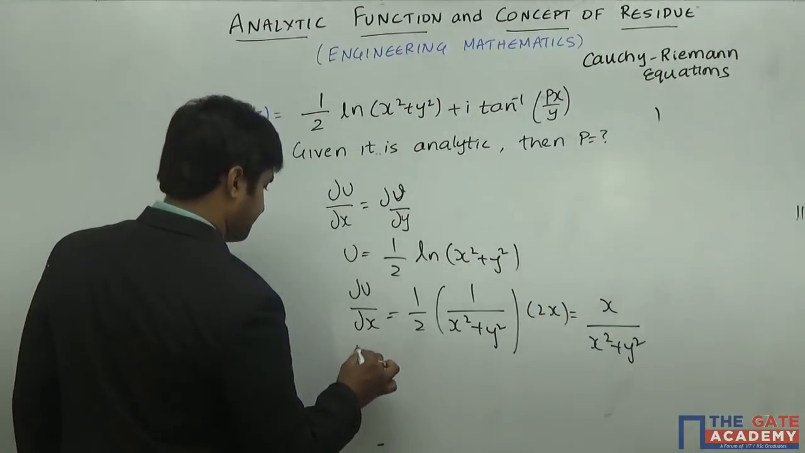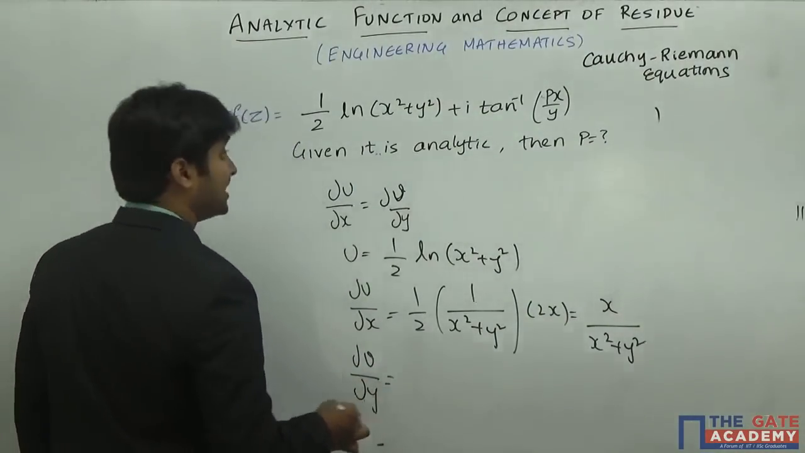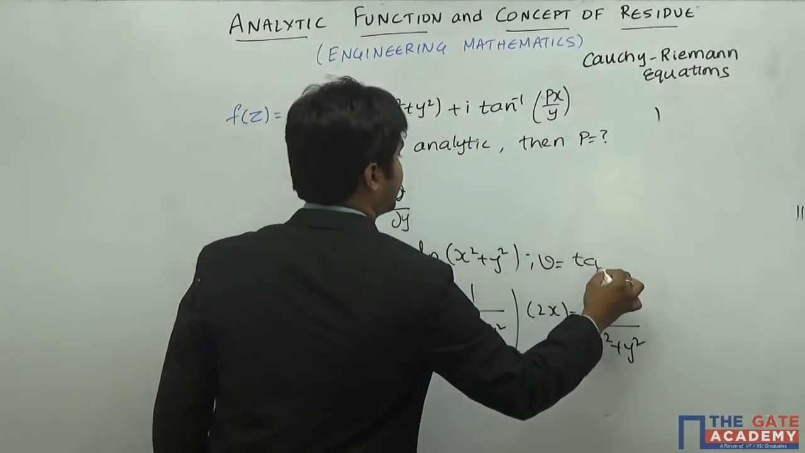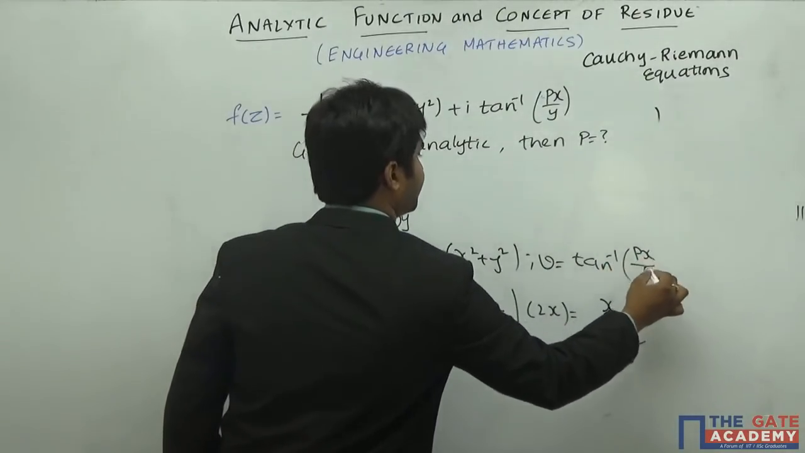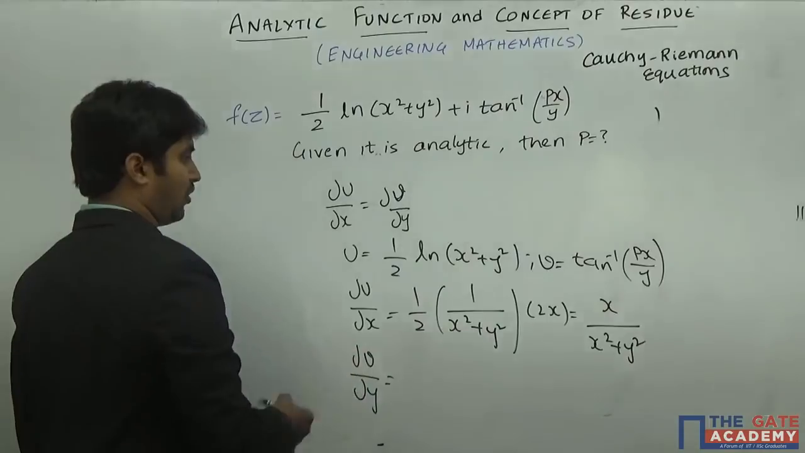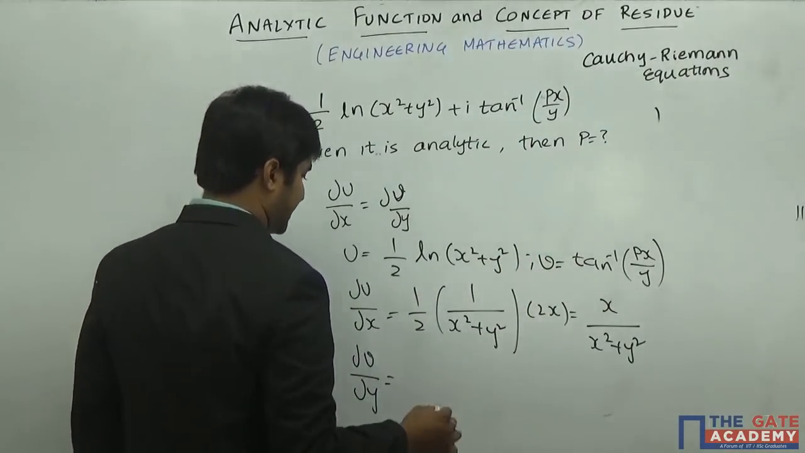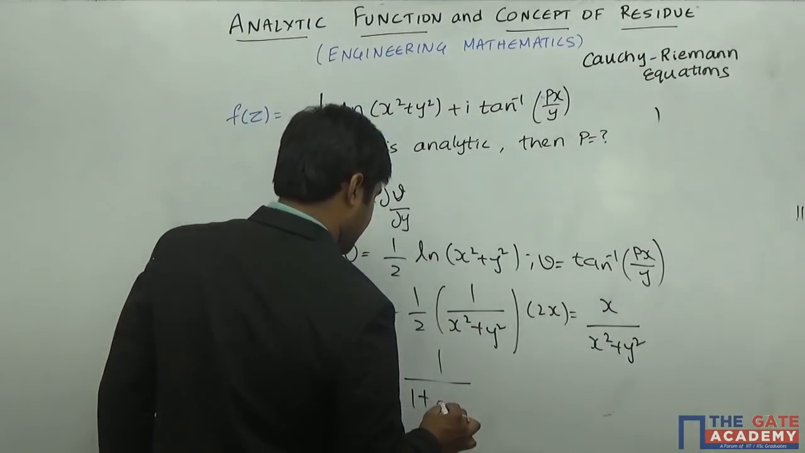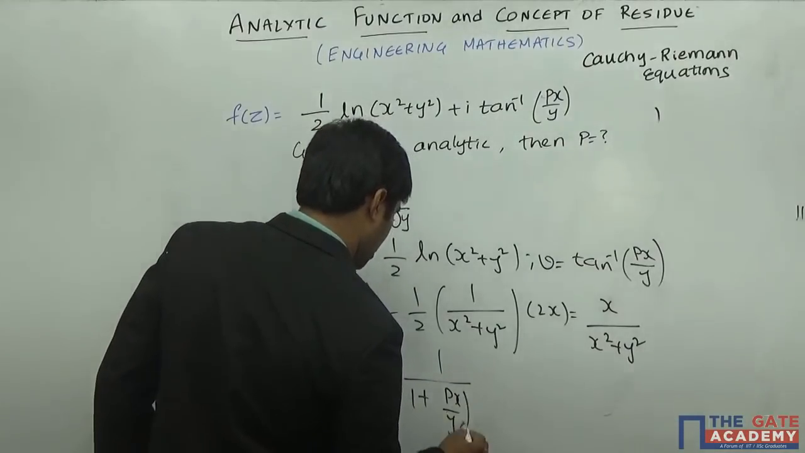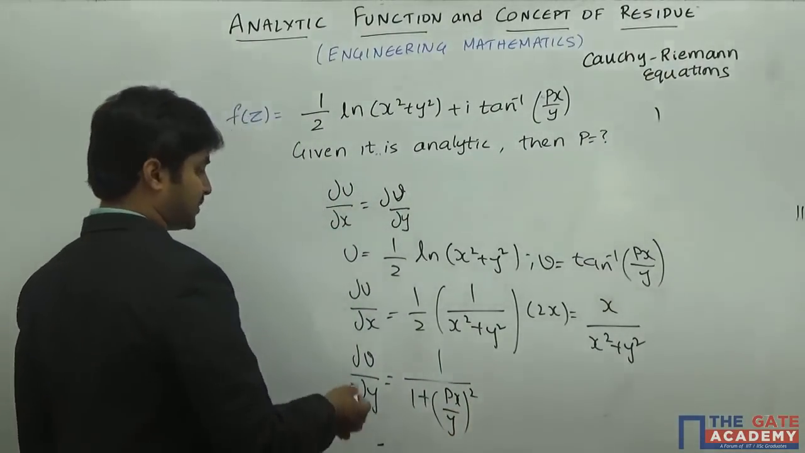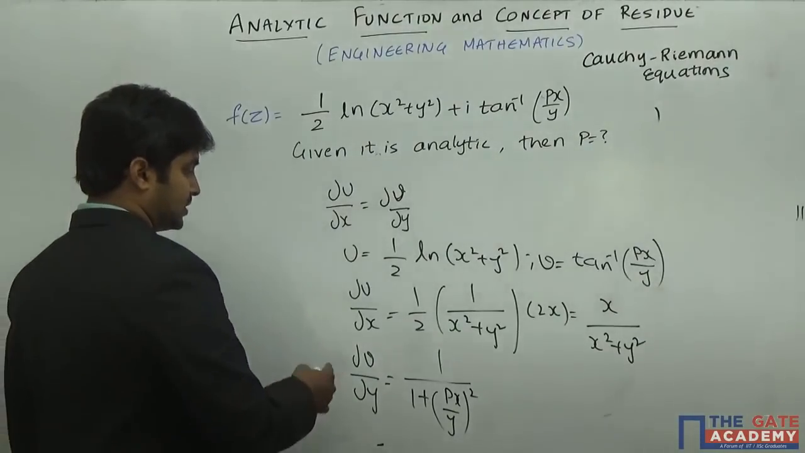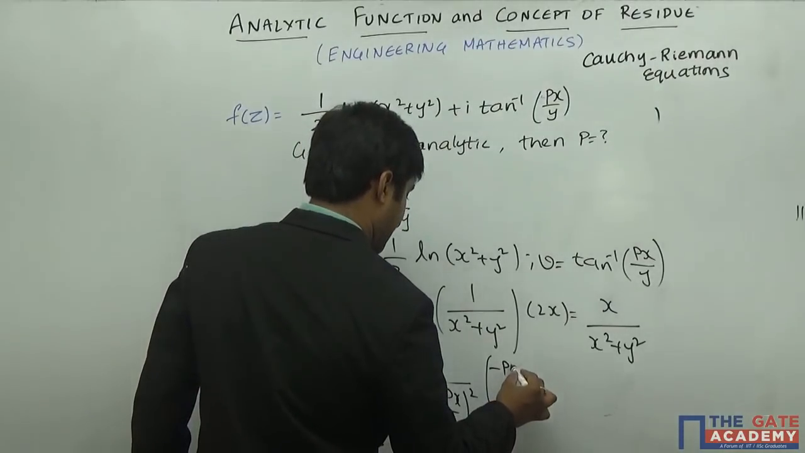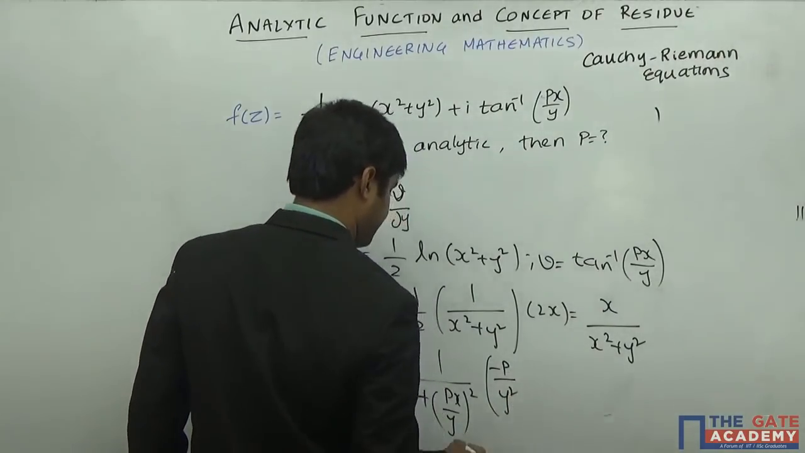What is dou v by dou y? v is nothing but tan inverse of px by y. So dou v by dou y, when you are differentiating tan inverse, it is going to be 1 by 1 plus px by y whole square, into the derivative of this with respect to y. The derivative of this with respect to y is minus p divided by y square into x.